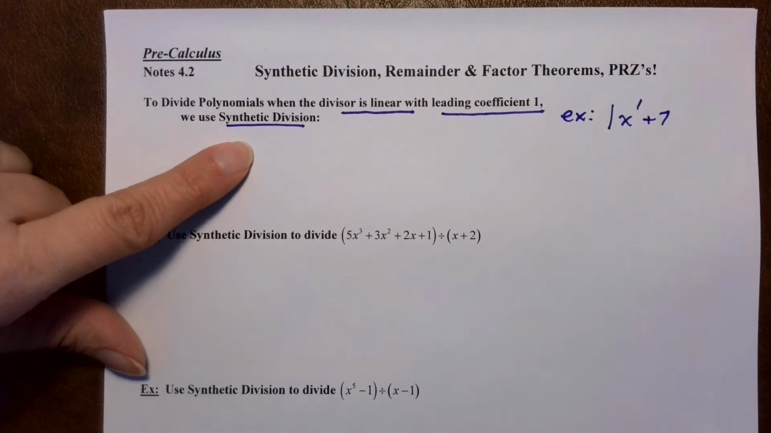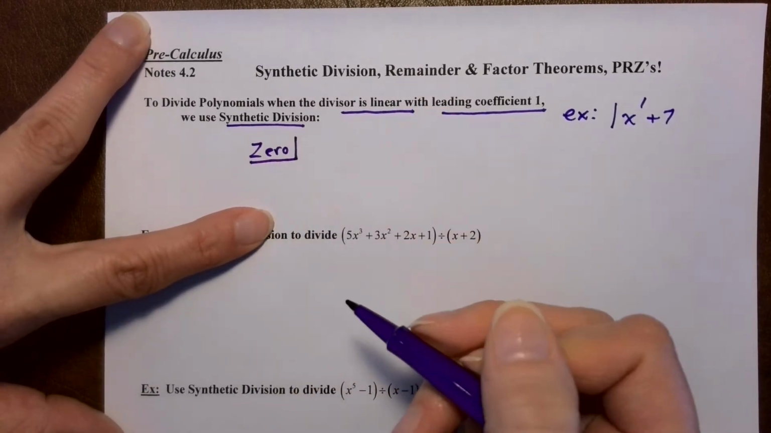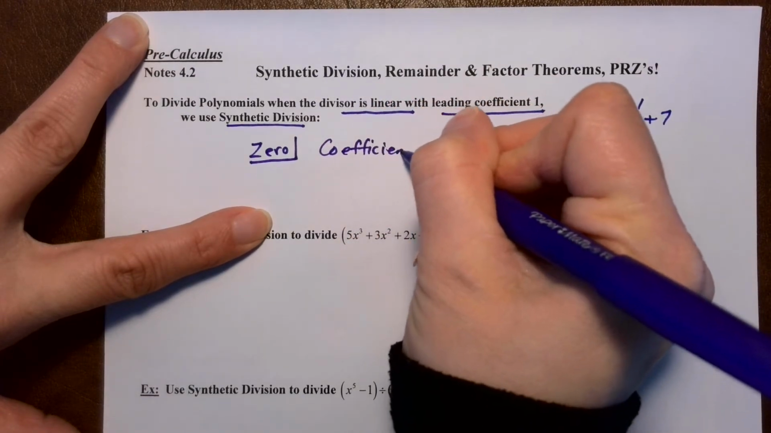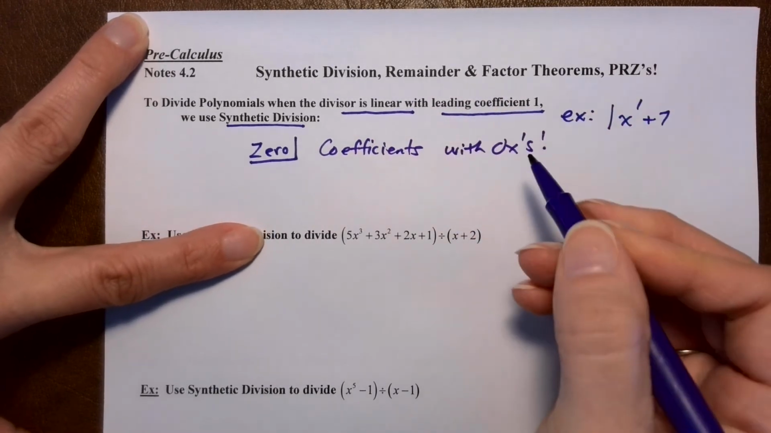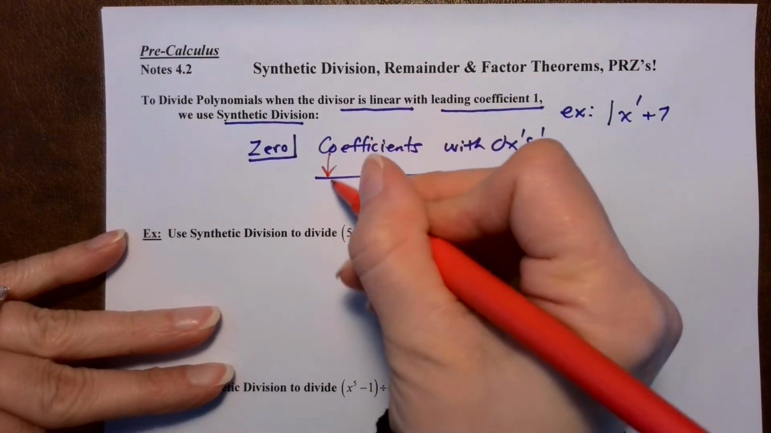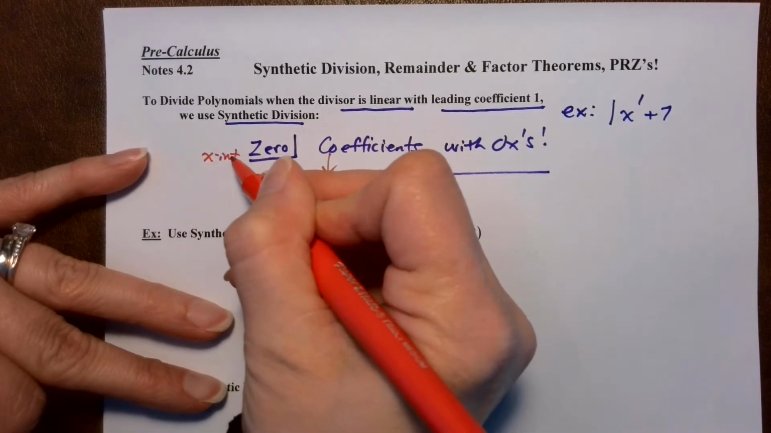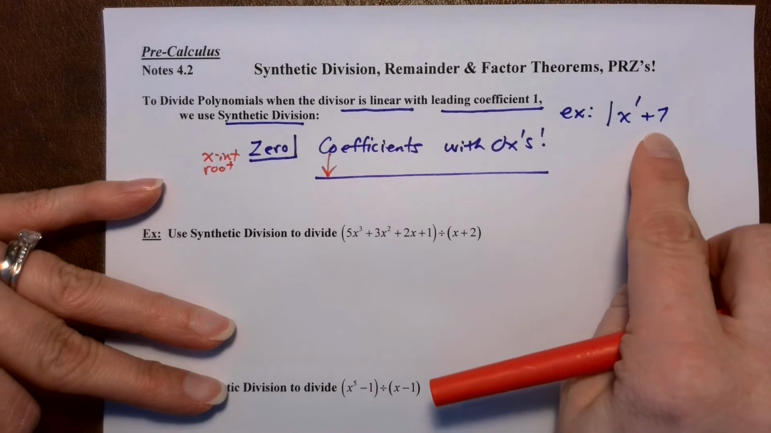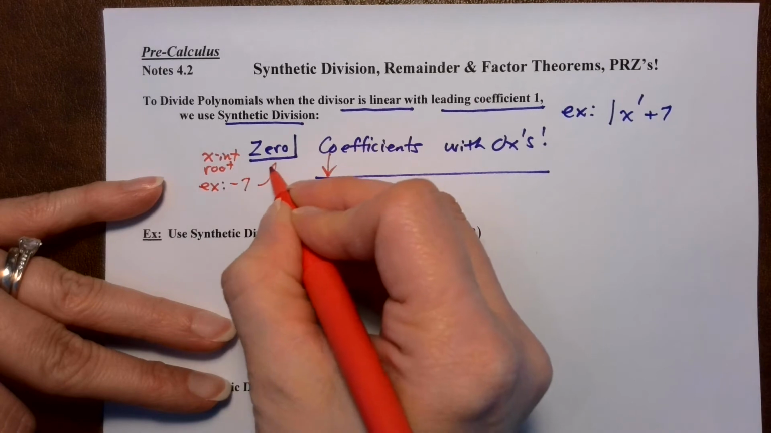Synthetic usually means fake. What you do is you take the zero and put it in a little box right here, and then you write all the coefficients. You start by dropping the first one down. What's a zero? It could also be called an x-intercept, or a root. For example, if I was dividing by x plus 7, the number that I would put in the box would be -7.